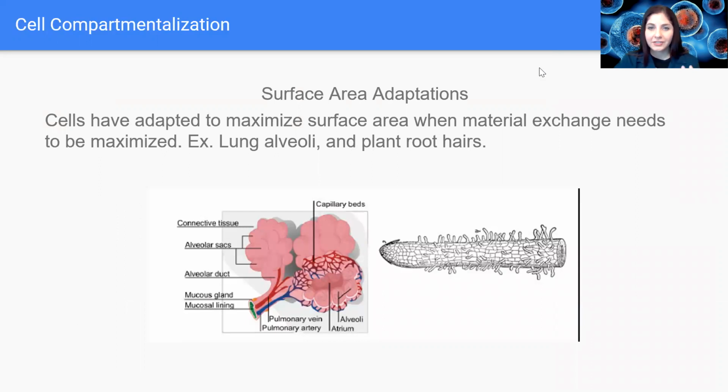So as far as surface area adaptations, some examples include the alveoli in lungs, as well as the root hairs in plants. Both of these allowing for the exchange of materials to be maximized. So the alveoli, of course, maximize our oxygen exchange, and then the root hairs on plants allow for the plants to maintain all of those different solutes that they need.